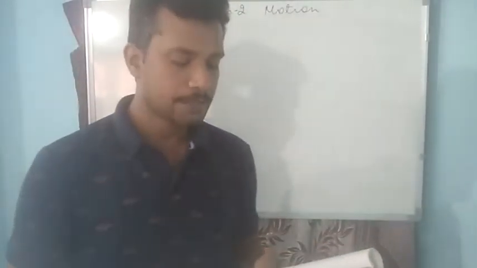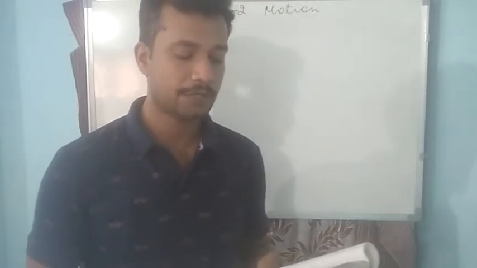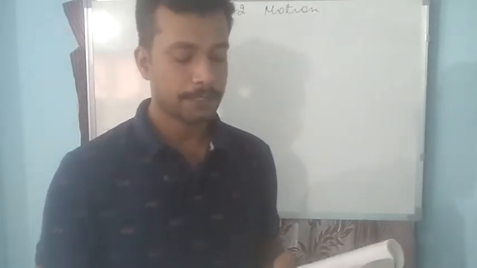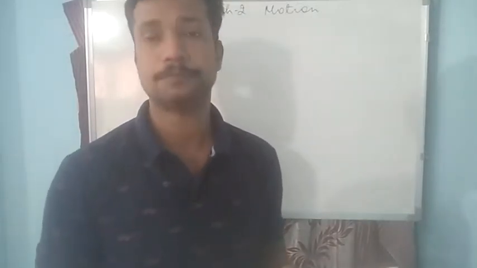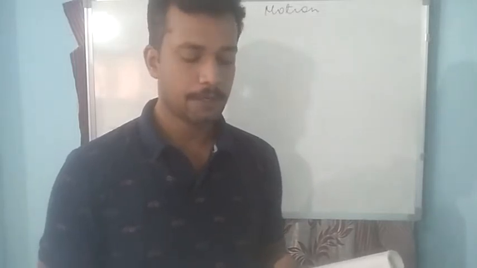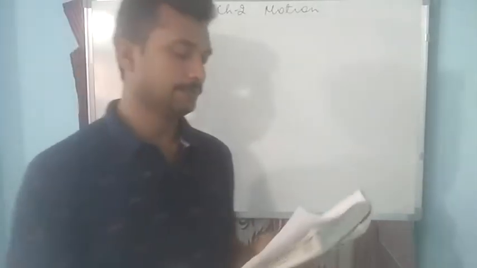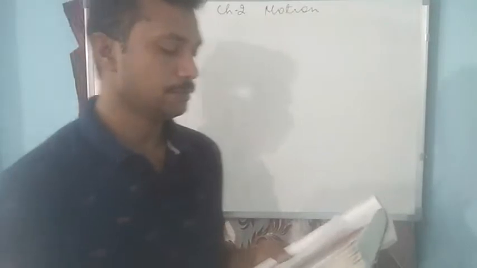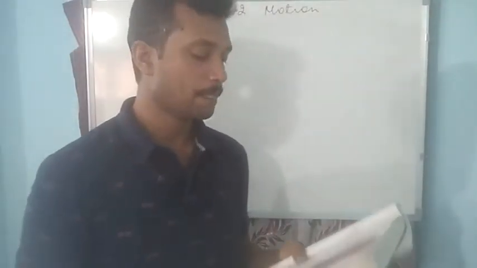A car travels first 30 km with a uniform speed of 60 km per hour and then next 30 km with a uniform speed of 40 km per hour. Calculate the total time of journey, and second is to find the average speed of the car. So as you can see, there are two different speeds mentioned here in this question. So let us see how to solve this.